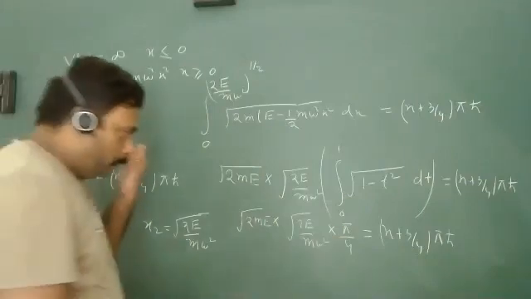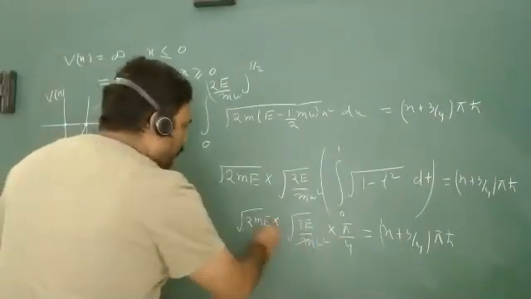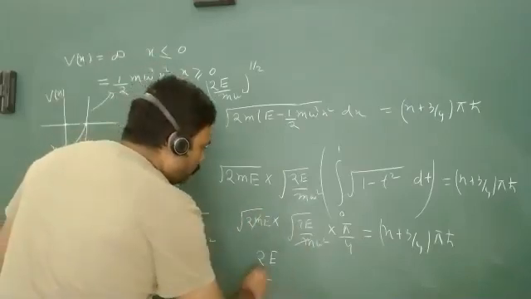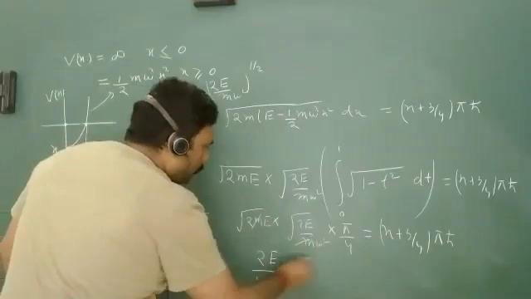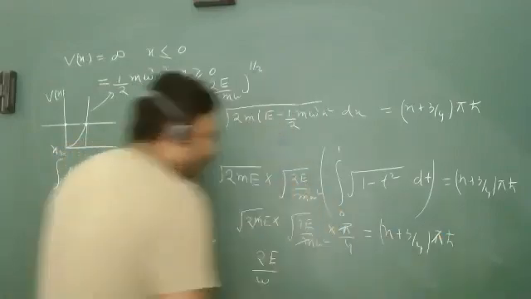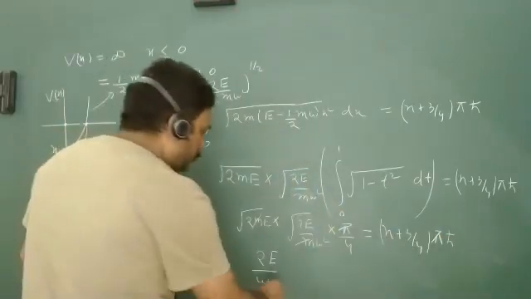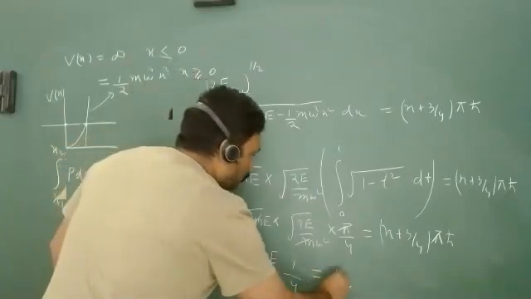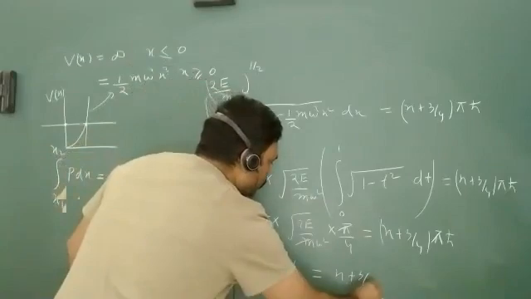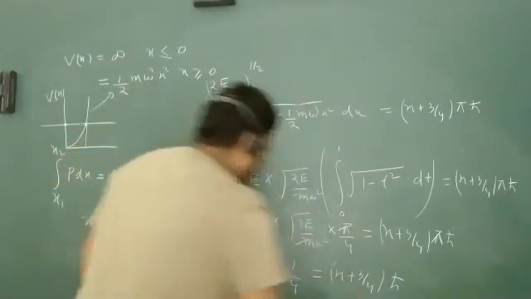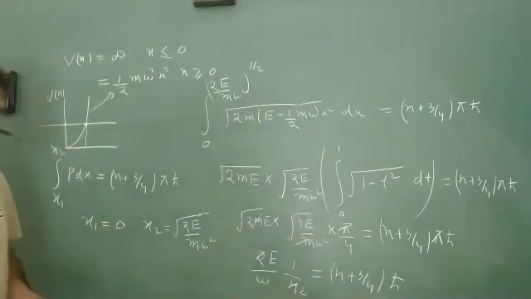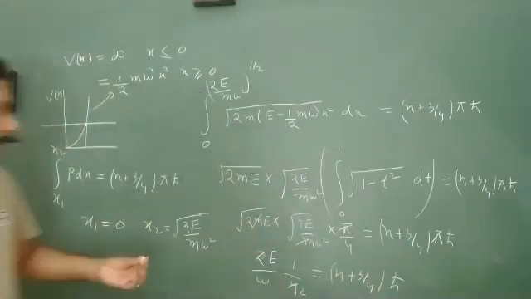Okay. So what we have, this m will be cancelled. So you have 2E upon omega. This pi will also cancel. And 2E upon omega times 1 by 4 is equal to (n plus 3 by 4) h cut. And now this will be 2 times. So we can just get this particular value of energy.